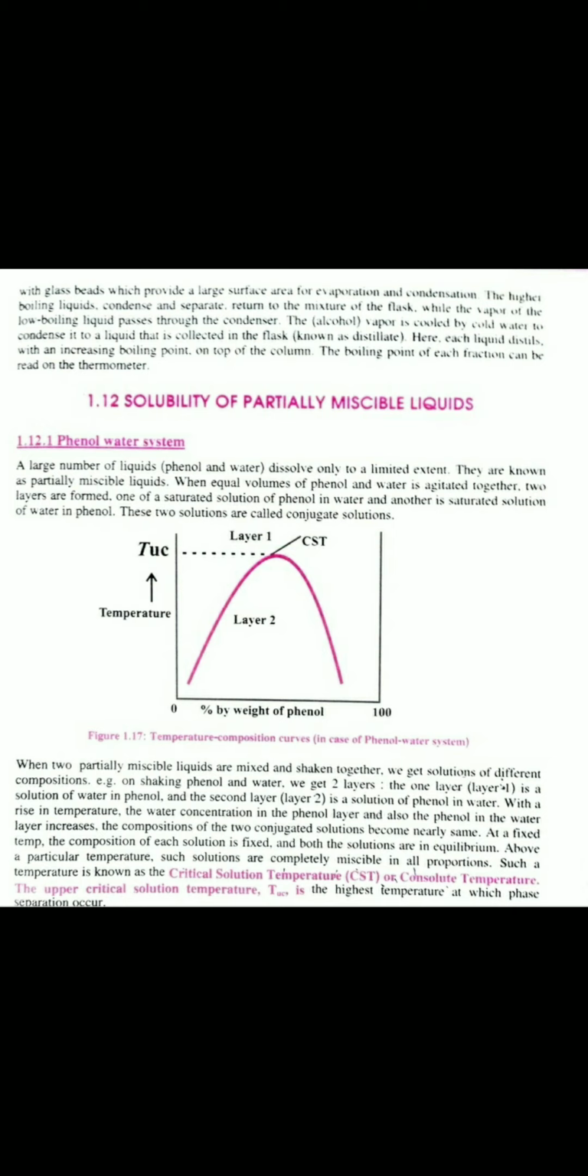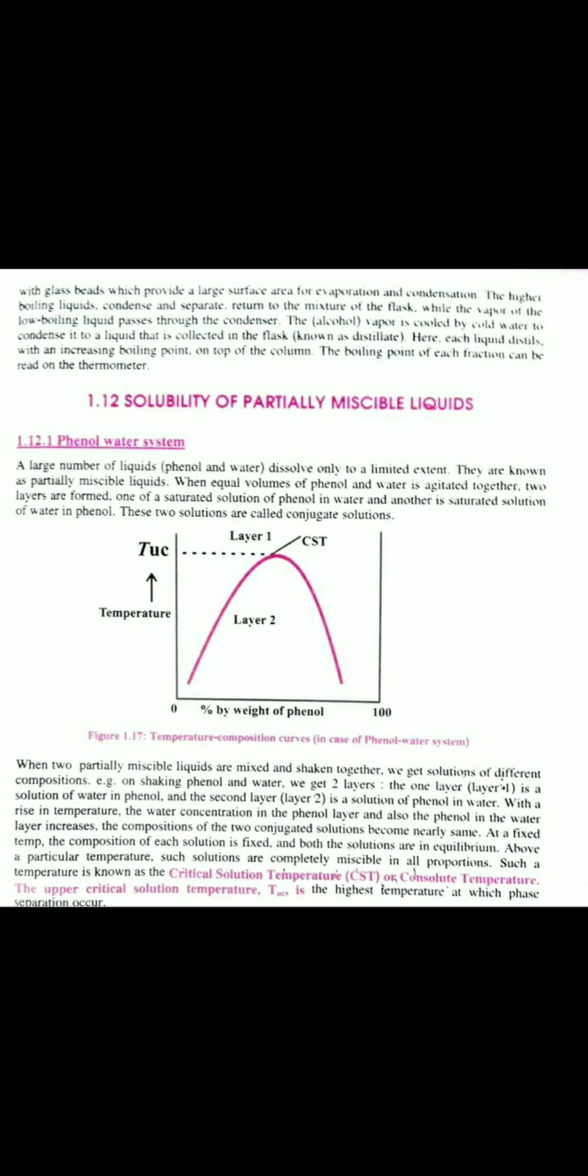Now the solubility of partially miscible liquids. Here two systems are examples of partially miscible liquids. Partially means they are not fully miscible with each other like water and alcohol. For example, the first system is the phenol water system. In this, phenol and water are not fully miscible with each other. They are partially miscible, meaning a little amount of phenol dissolves into the water and a little amount of water dissolves into the phenol.